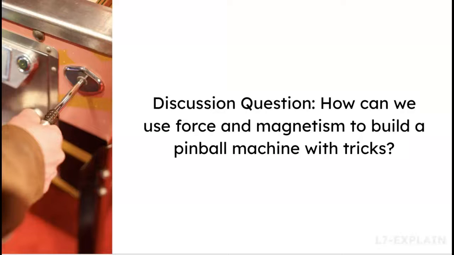For the Explain portion, you'll bring the class together and lead a discussion about students' observations from their findings from their pinball machine testing. You'll use the provided questions to guide your discussion around the question, how can we use force and magnetism to build a pinball machine with tricks? The goal of this class discussion is for teams to share how their tests identified any failure points or difficulties, and how their designs meet the criteria for success. There is no summary chart for this lesson's discussion.